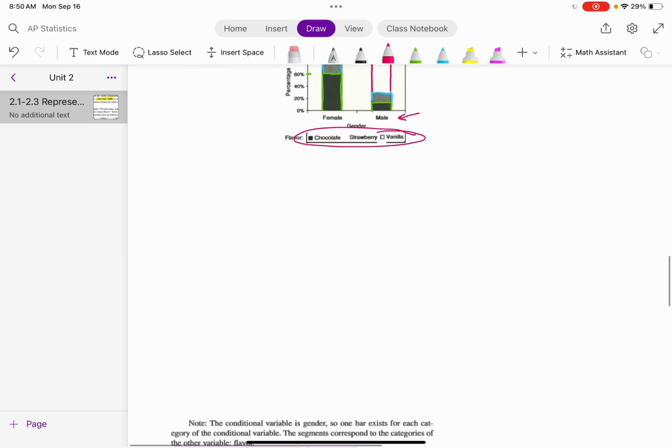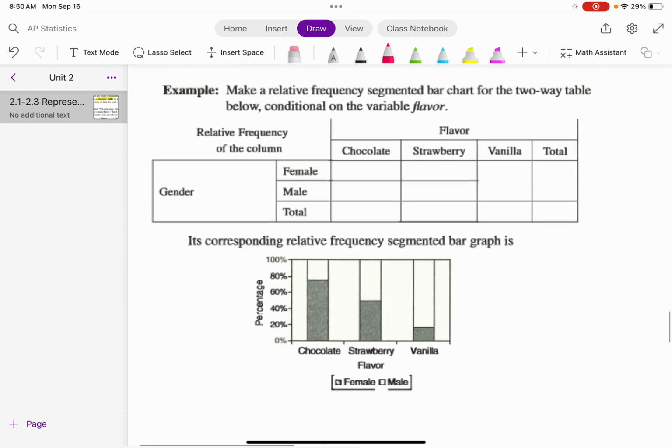I can also do this for columns. So this time we're making a relative frequency based on the column. Instead of looking at there were 5 females in this survey, I'm now looking at there were 4 people who liked chocolate. 3 out of the 4 were female. 1 out of the 4 was male. And then I do the same thing for strawberry. There were 2 people. 1 was female, 1 was male.